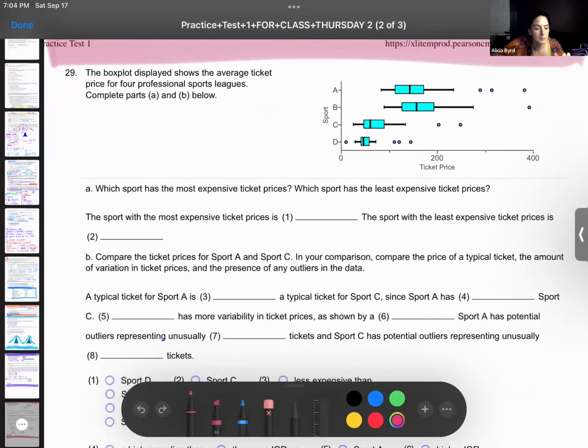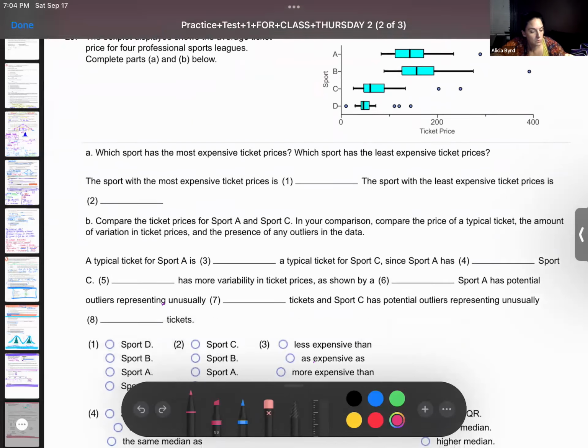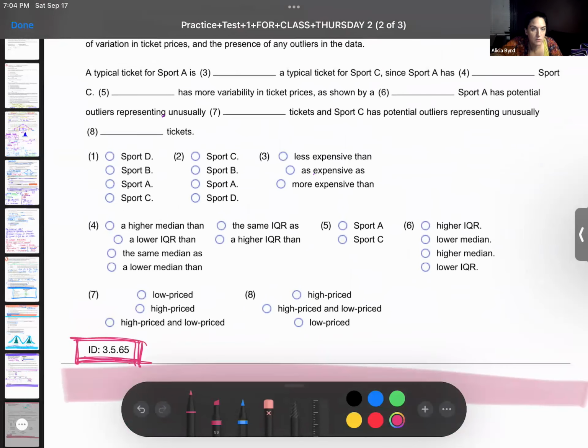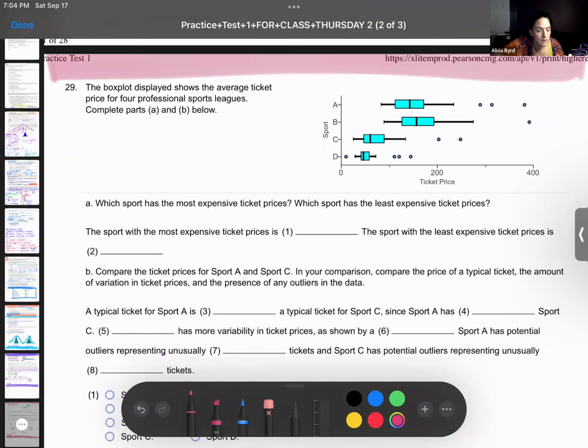Okay, so we're going to look at number 29. This is practice test one. We're looking at 3.5.65. That's the question identifier. So section 3.5 in our text. The box plot displayed shows the average ticket price for 4 professional sports leagues. Complete parts A and B below.